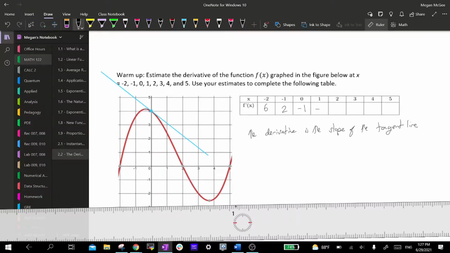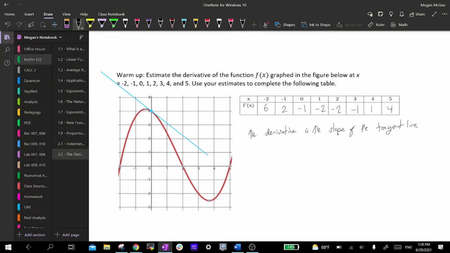So we'll have -2, -1, 1 is -2, 2 is also -2, 3 is -1, 4 is 1, and 5 is +4. Alright, so see if you can see where I got the rest of those estimates from.